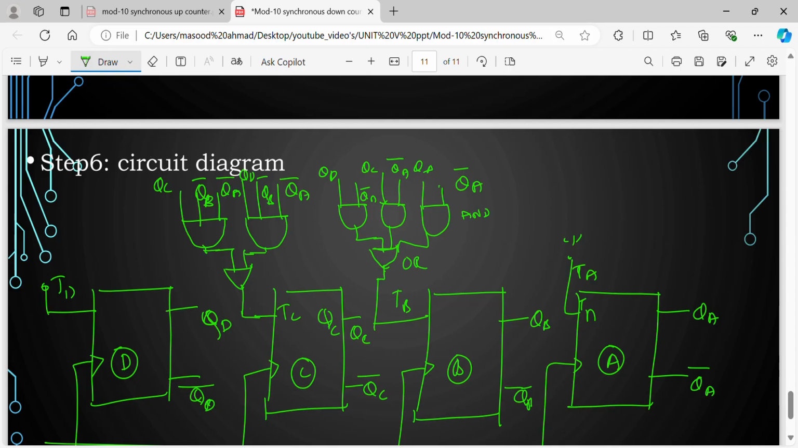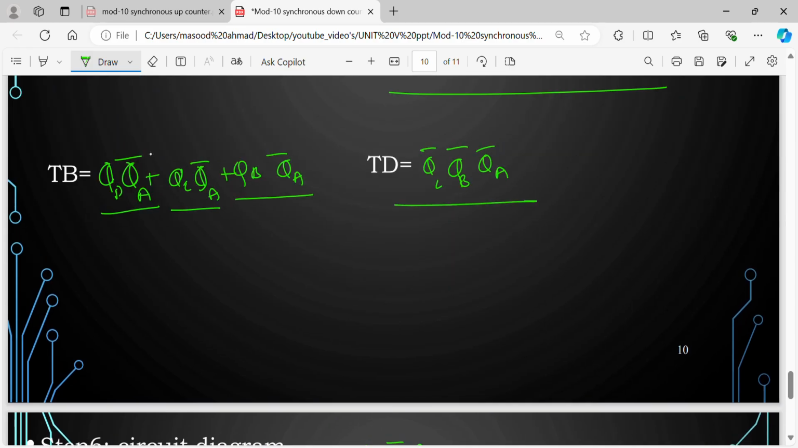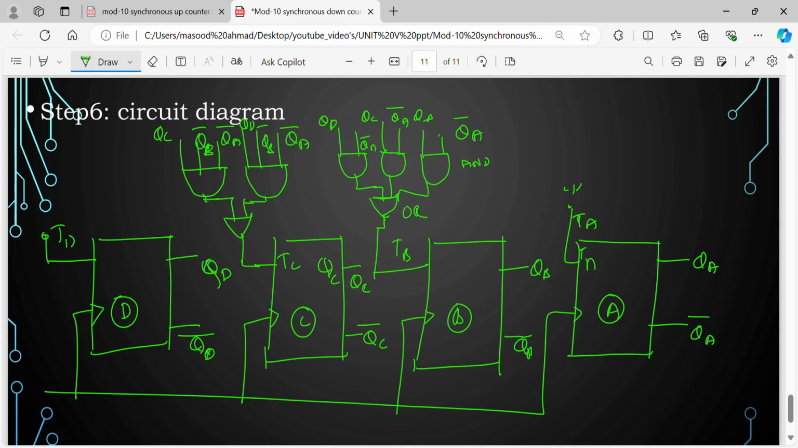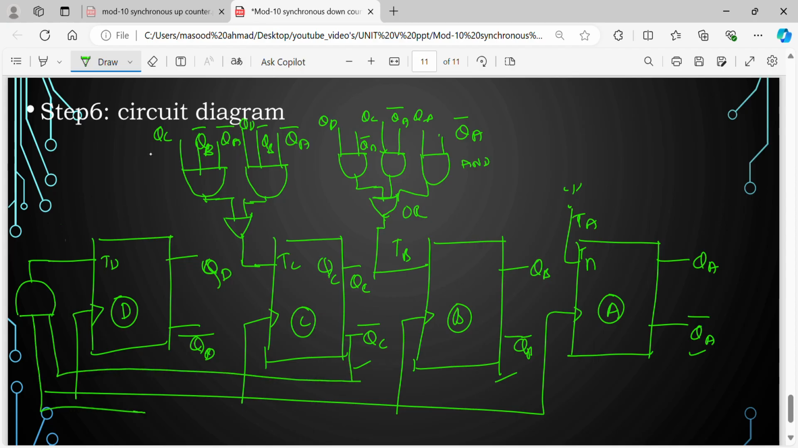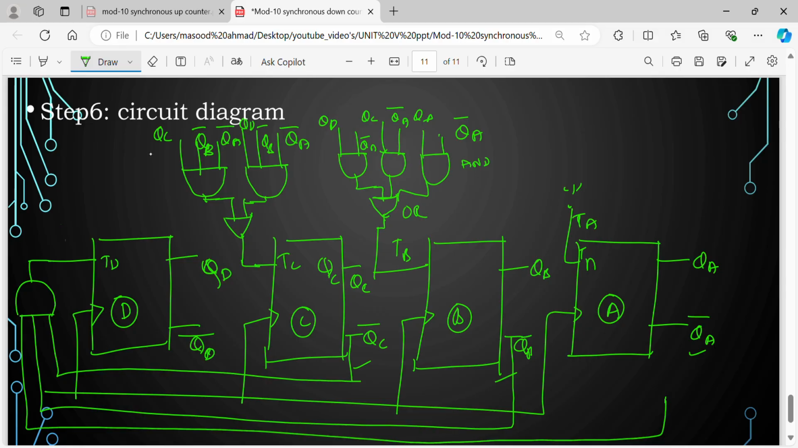What about TD? If you look at TD, TD is QA bar, QB bar, QC bar. These 3 you have to give to an AND gate. So I will erase this, then show you a 3 input AND gate, connected to here. This is TD. There will be 3 inputs. One will be connected to QC bar, the other is connected to QB bar, and another is connected to QA bar.